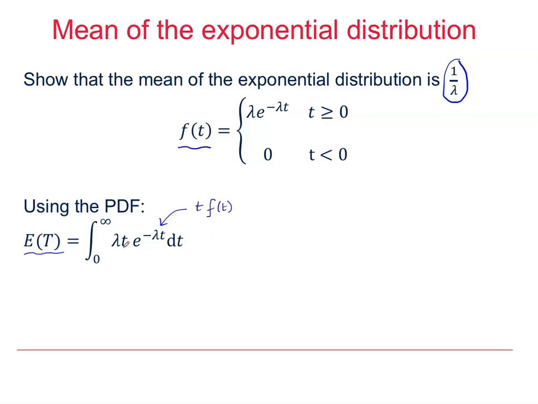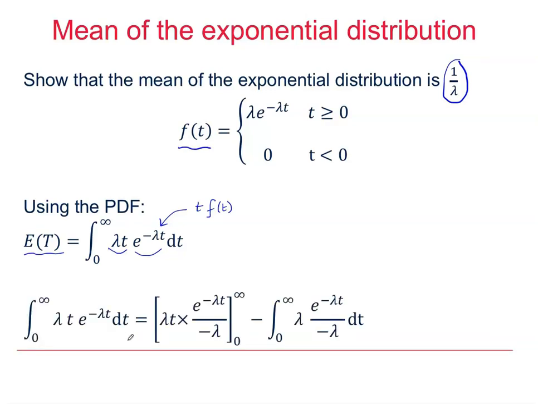I'll just put the constant in front of the integration there. This integration will need to be done by parts, and the two parts will be lambda t, the element that we wish to differentiate, and e to the minus lambda t, the one that we are going to integrate. Pause the video and make the first step of the integration.